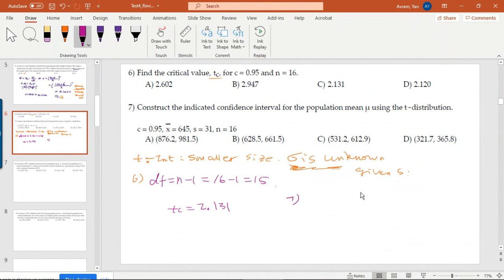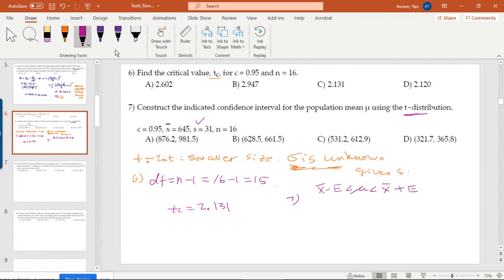Number 7: construct the indicated confidence interval for the population mean mu using the T distribution. This one already says to use the T distribution. The reason you need the T distribution is that it gives you s, the sample standard deviation, and sigma is not given. That is the key. This interval is also x bar minus E and x bar plus E.